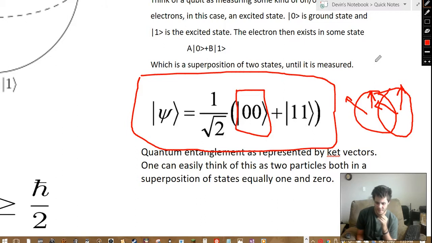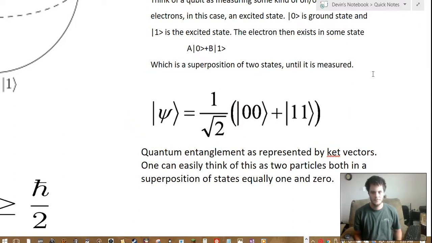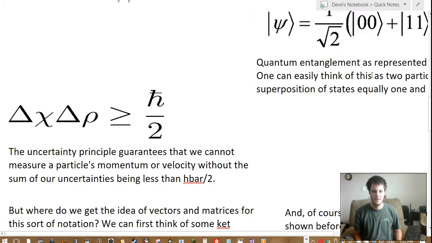Now we have this idea of a ket vector, but what's a bra and a ket? I think I introduced this to you in the previous video, but we're really going to expand on it now. We have this idea of vectors and states and matrices. So we're going to look at it.